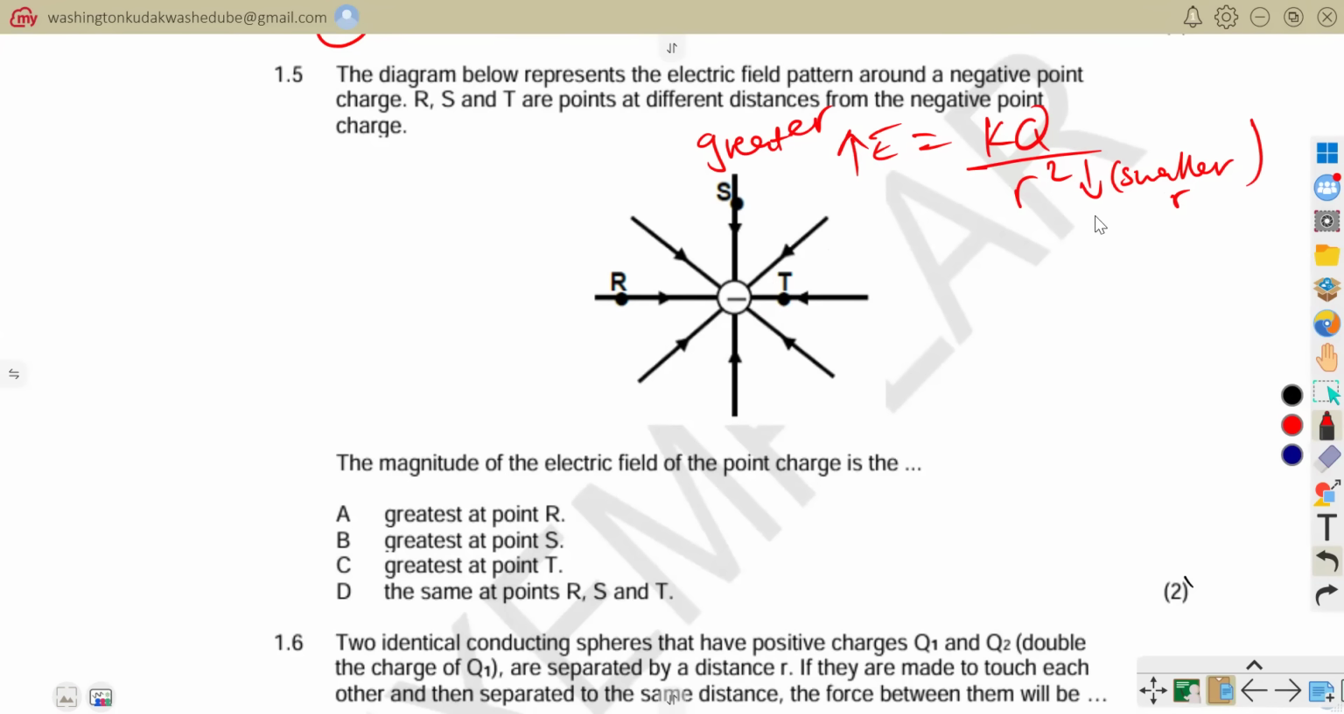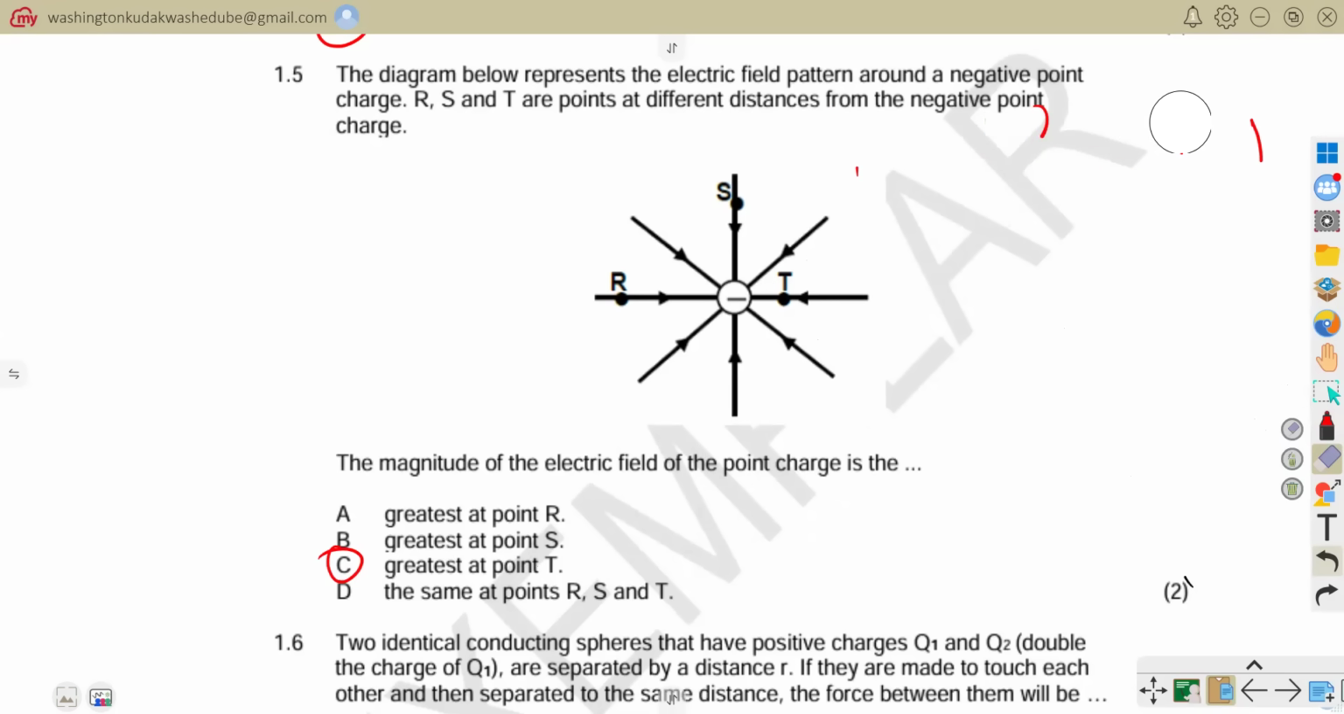So we are now looking for which distance is smaller. Is it T to this or else S to that? So you can see that T has got a what? A smaller distance away from the negative point charge. So the electric field is going to be greater at point T. So it is going to be greatest at point T, meaning to say point T is going to experience a greater electric field force. That is what it means.